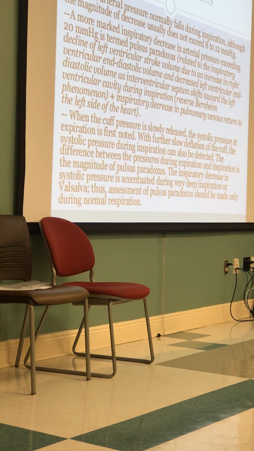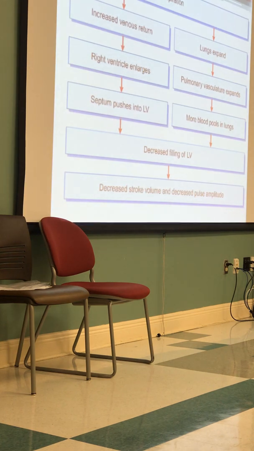This is a whole lot of words and you can read it on your own time, but it's basically what I just said. If you don't believe me, read it. Okay? This is how this works. Inspiration, you increase your venous return. The right ventricle enlarges, the septum pushes to the left ventricle. The lungs expand, pulmonary vasculature expands, more blood pools into the lung, and it decreases filling of the left ventricle, which decreases your stroke volume, decreases your pulse amplitude, and in turn decreases your systolic blood pressure, decreases your cardiac output, and therefore puts this patient at serious risk for compromise.